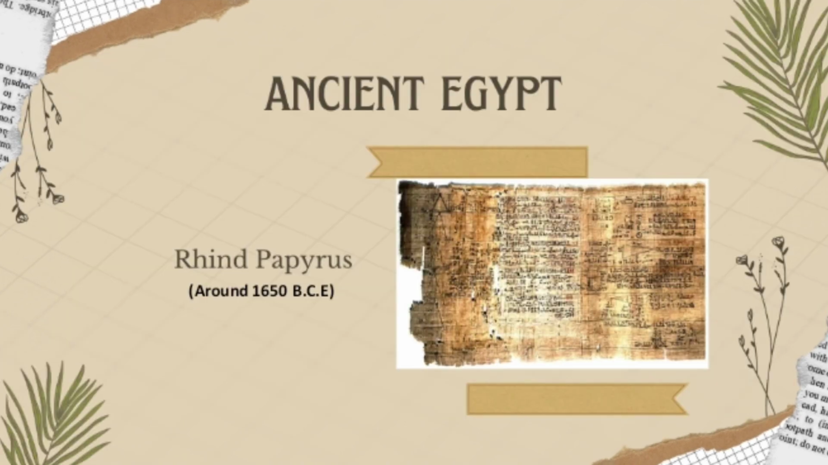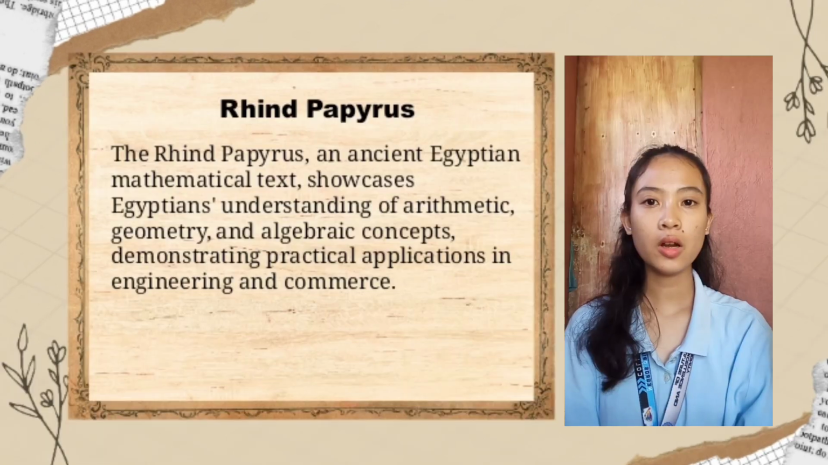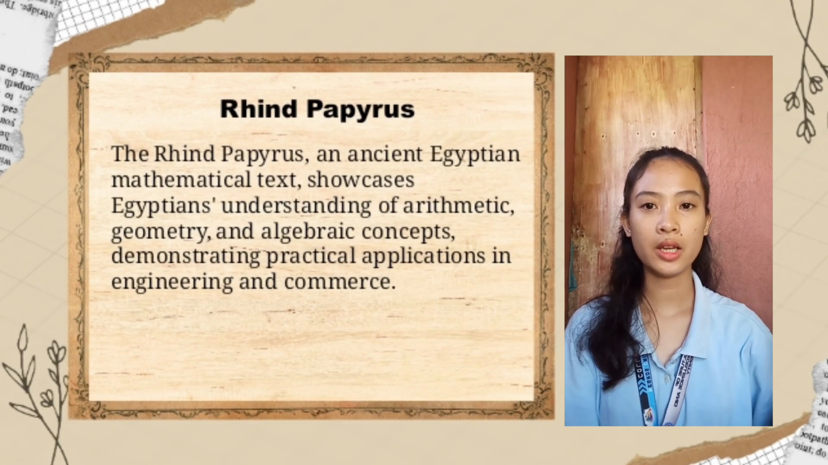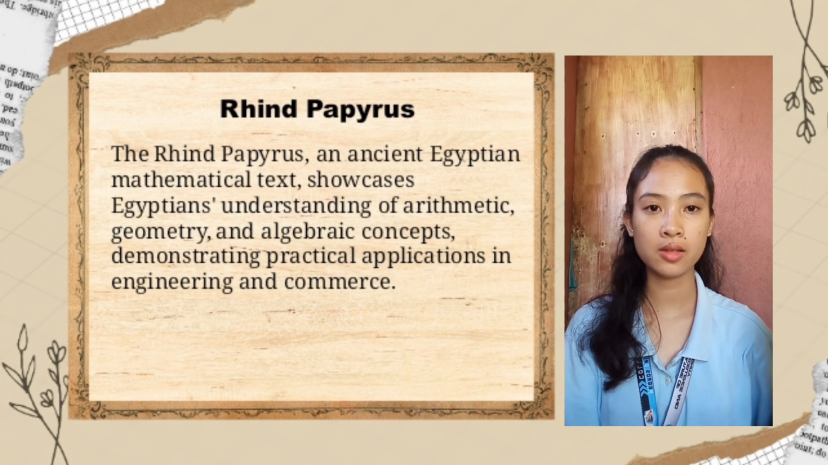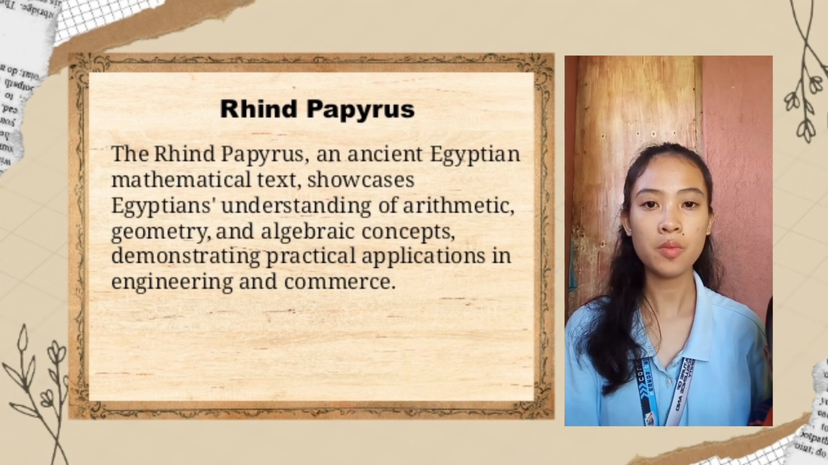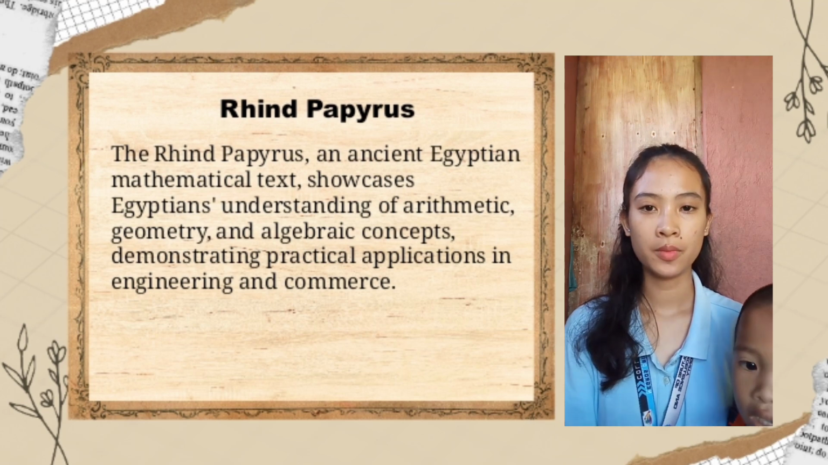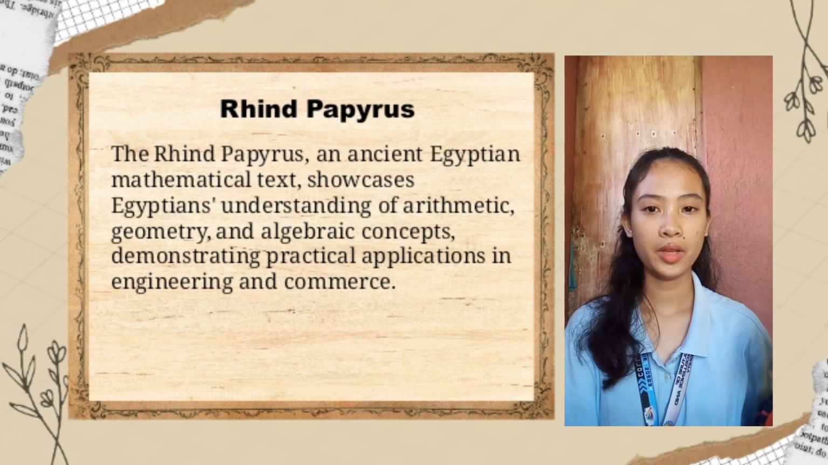In the civilization of ancient Egypt around 1650 BCE, the Rhind Papyrus, an ancient Egyptian mathematical text, showcases the Egyptian understanding of arithmetic, geometry, and algebra concepts, demonstrating the practical application in engineering and commerce.